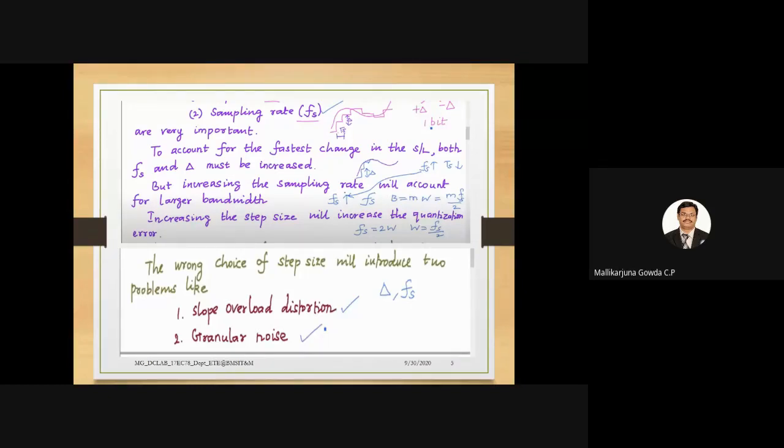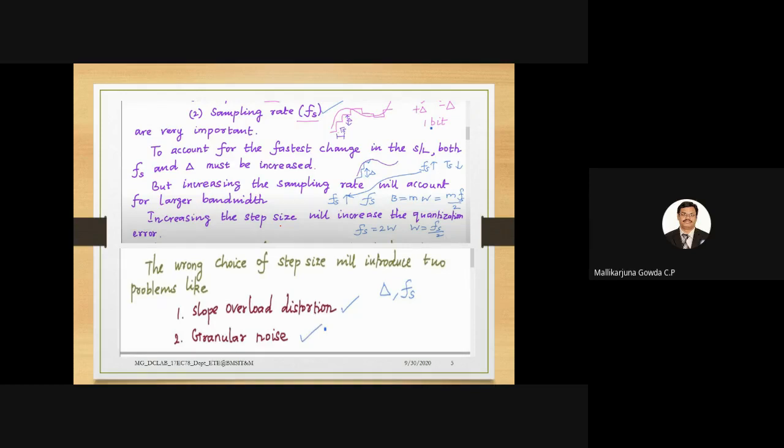Another thing is increasing the step size. Increasing the step size will also lead to quantization error. So what I said: if the input signal changes very fast, to keep track of that, I need to increase the sampling frequency as well as the step size. But if I increase the sampling frequency, what happens? The bandwidth requirement will go high, right? And if I increase the step size, what is the problem? The quantization error will also increase.